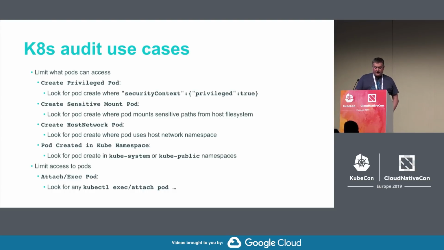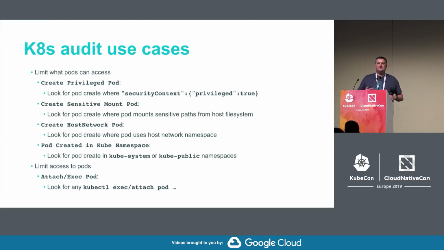So that's one rule that we have. Another one is create sensitive mount pod. What that does is we basically look to see what mounts you have for the pod when you create it, and we see if they're mounting paths from the host file system. And then for some paths, we consider them sensitive.